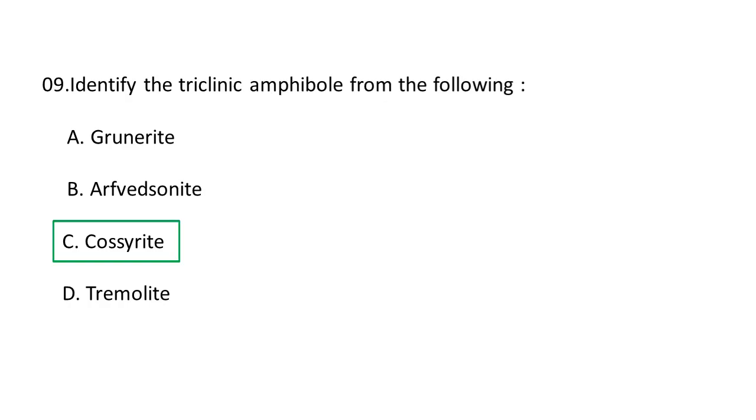Whereas cossyrite is also known as enigmatite. It is named after Cossyra, the ancient name of Pantelleria. It is a sodium, iron, titanium inosilicate mineral and is the only member of the amphibole group of minerals that is triclinic. So C, cossyrite, is the correct option.